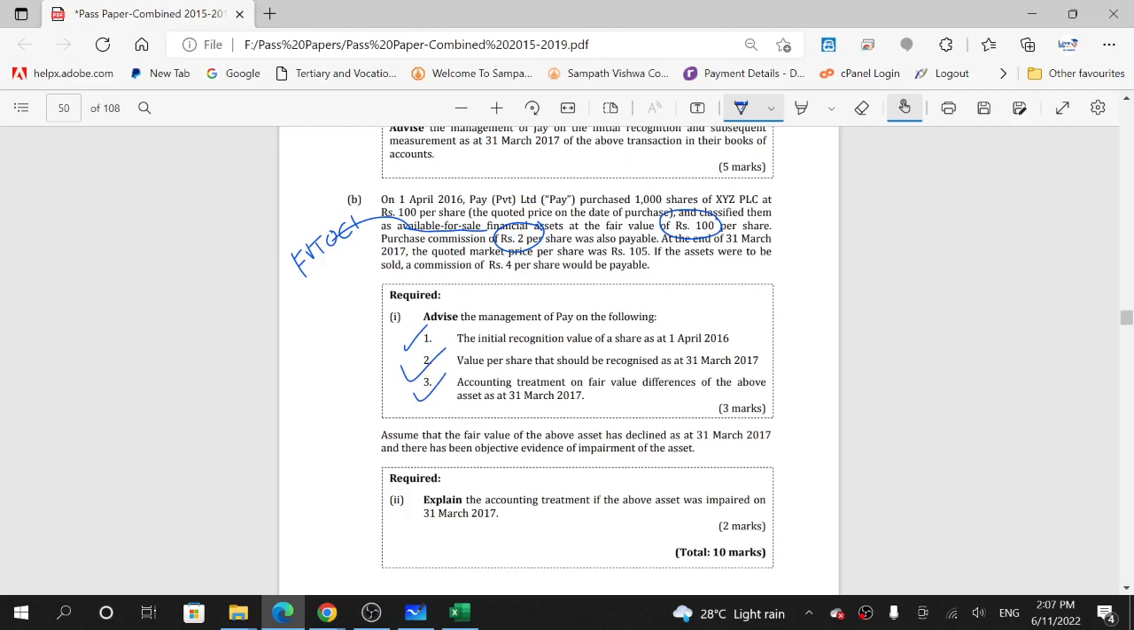Right. Third one, accounting treatment on fair value difference of the above. What you should do, there is a change. Initial measurement is at rupees 102, subsequent measurement is 105. So there's a 3 rupee gain, which you should recognize in other comprehensive income. In your answer, you want to say that the difference between opening and closing fair value should be recognized as fair value gain in the other comprehensive income.